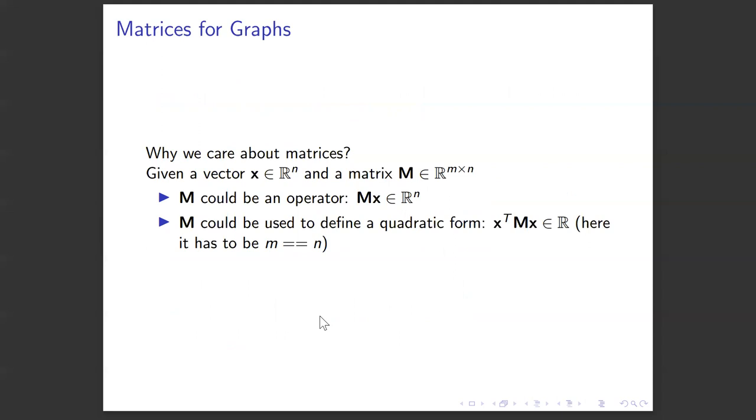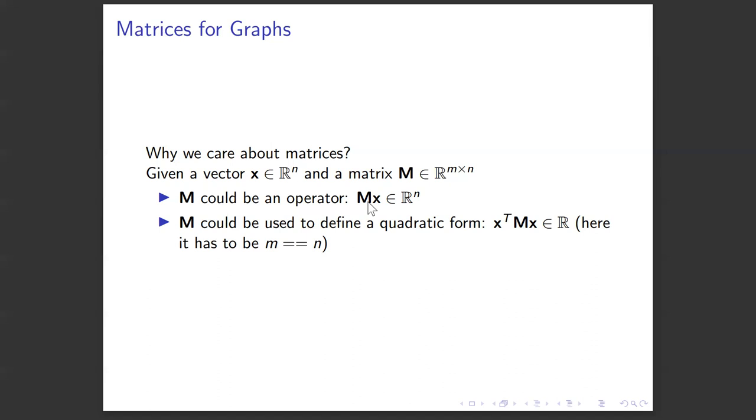The matrix has two operations, so there are two ways to describe it. Some matrices will be an operator. You can see here, M is our matrix. M will be a linear transformation on the vector, and the vector will be the graph signal, or some features that you want to process.